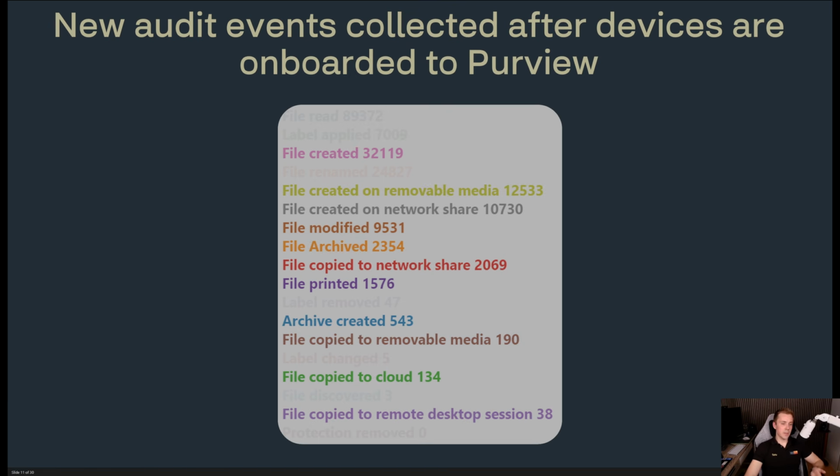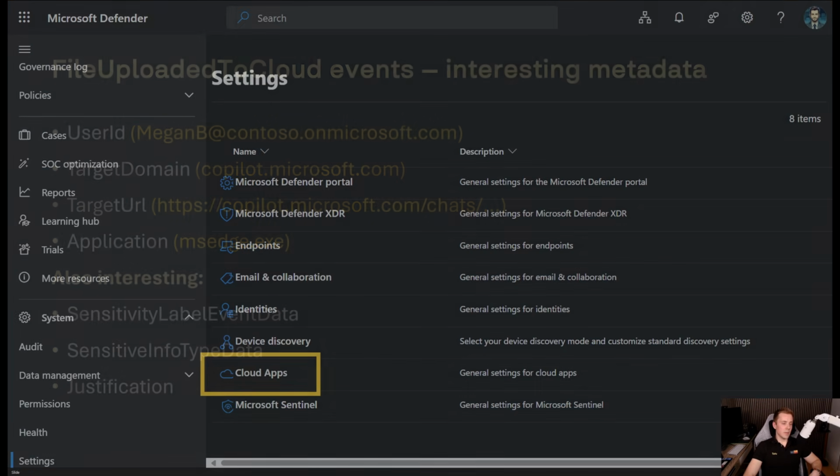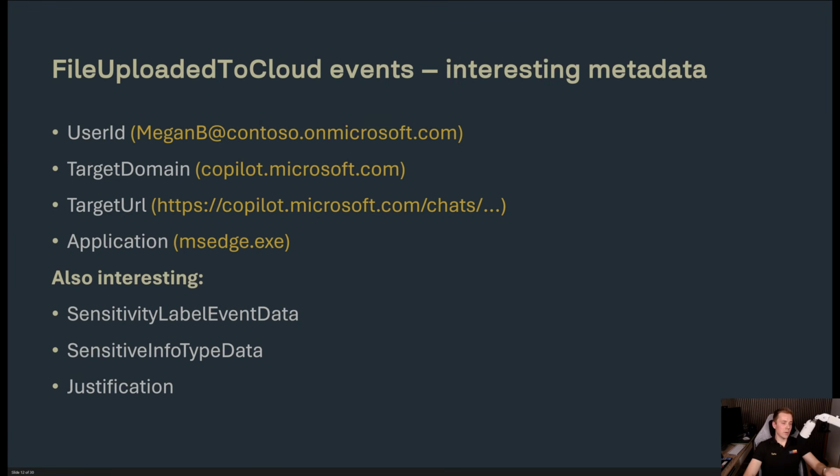So you're going to get a bunch of new audit events once those devices are in Purview. For example, file copy to cloud events from Edge. So let's look at file uploaded to cloud as an example. These audit events have a bunch of interesting metadata, like for example the target URL files are being uploaded to. We're going to look at them in more detail in a second.